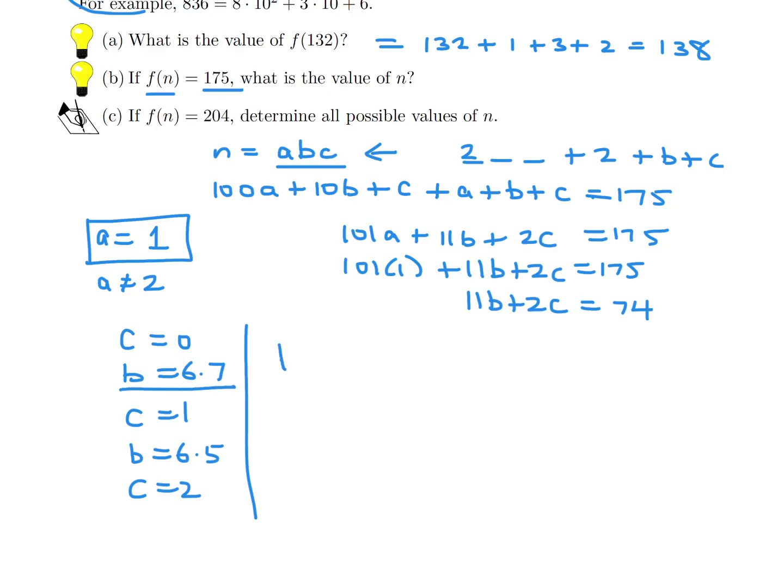So let's try 6, because obviously it's coming down to 6. If B is 6, that's going to be 66. And therefore, 74 minus 66 is 8, and C would be 4. Aha. Now, see, a little bit of trial and error is all it takes to figure this out. So that means n is equal to 164. And then I encourage you to figure out the actual f at n manually, to verify that it indeed is 175.